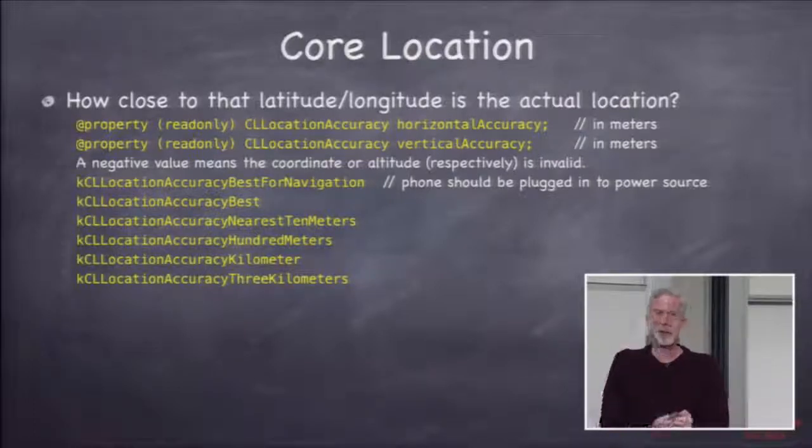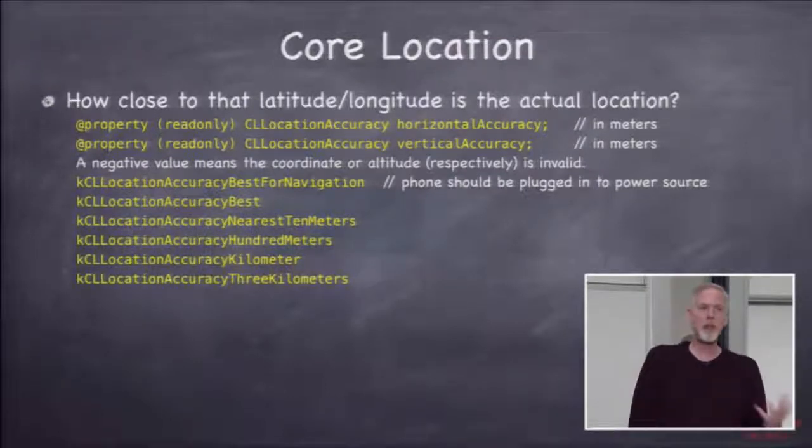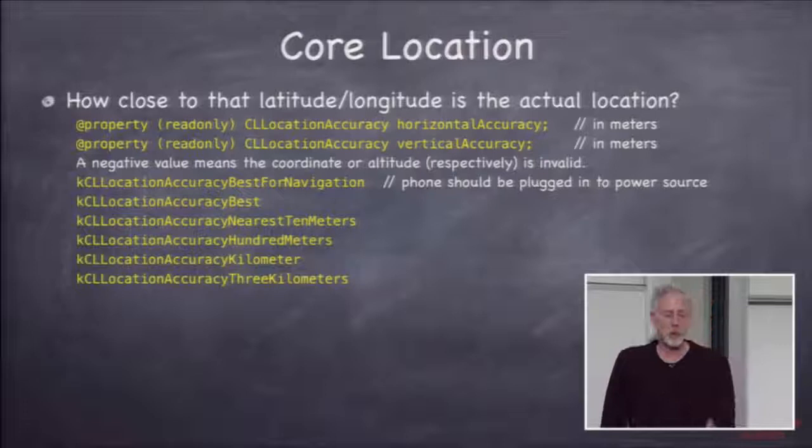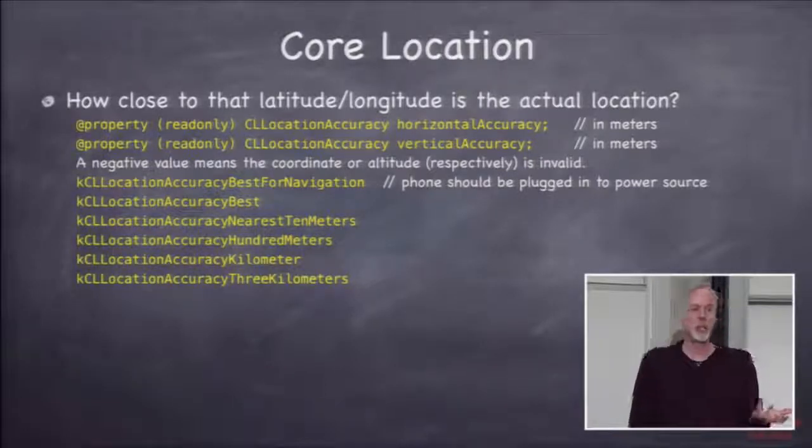I guess they have USB ports nowadays in cars. But anyway, you would want power there. Then there's best, which is also GPS, but not quite as power hungry. And then all the way down using Wi-Fi and these other things to less and less accuracy. But however the location was found, it will also report to you what accuracy it used, okay? Both horizontally and then altitude-wise vertically.